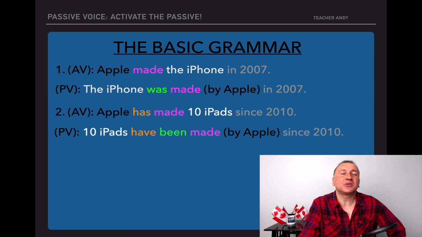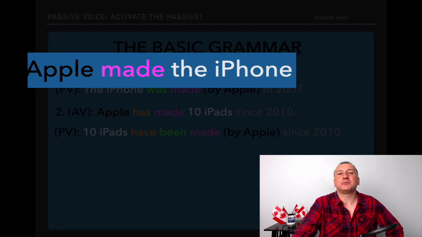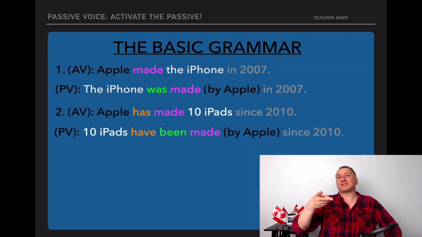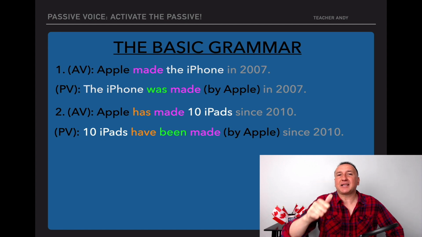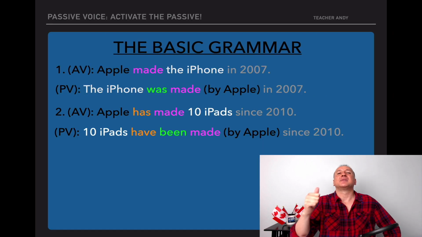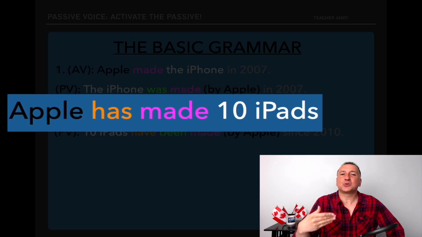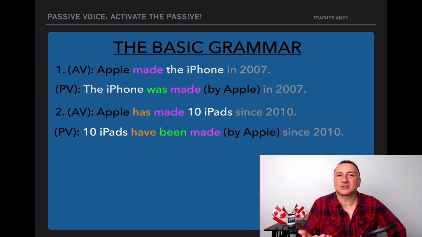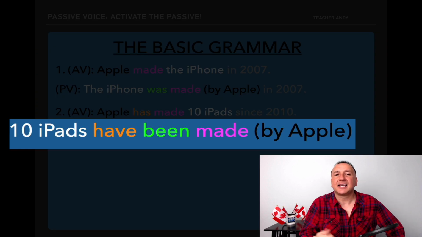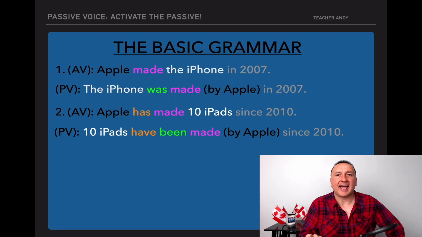Now, how do I go about transforming it from active to passive? Again, we're going to look at the formula, but the most important thing is that you change the order in the sentence. First, you have Apple made the iPhone. This is active because Apple makes the thing. But then when you change to passive voice, you have to switch it. And first you place the object, right? The iPhone was made by Apple in 2007. Number 2, Apple is very active producing iPads. Apple has made 10 iPads since 2010. Again, we change it. First start with the object. 10 iPads have been made by Apple since 2010.